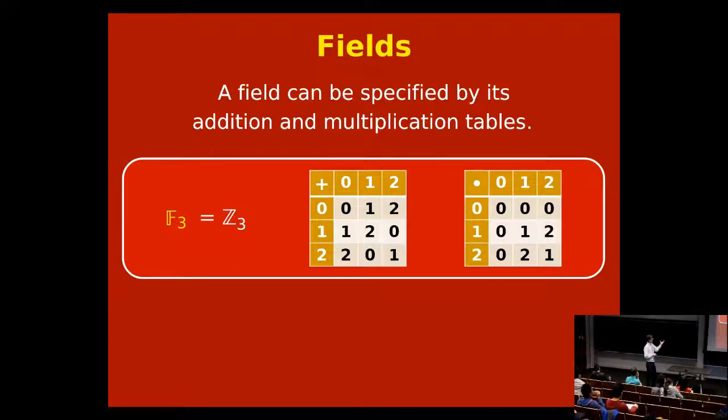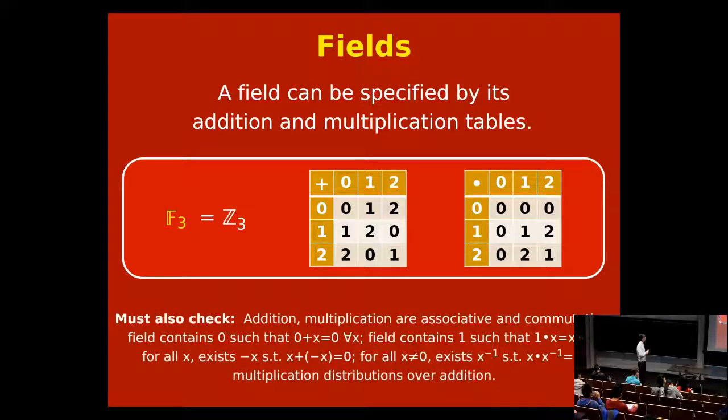And you can just say, okay, it has 3 things called 0, 1, and 2 in it. Here's the rule for how to add, and here's the rule for how to multiply. And you can figure out, for example, how to divide by, to take the inverse of 2, you look along here until you find a 1 in the row. And then this column is the inverse.